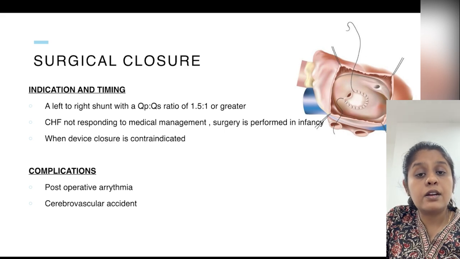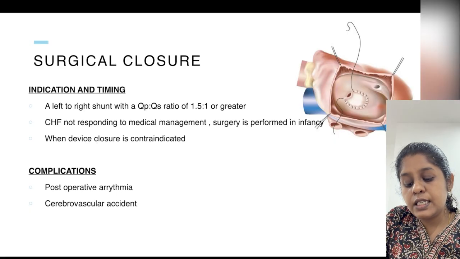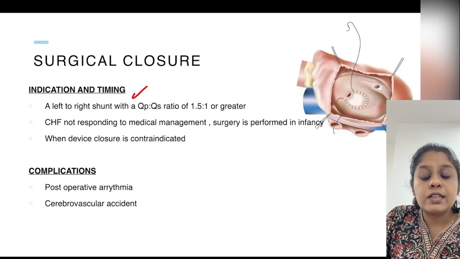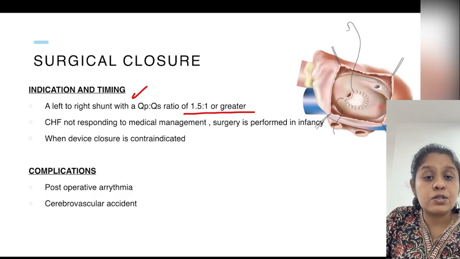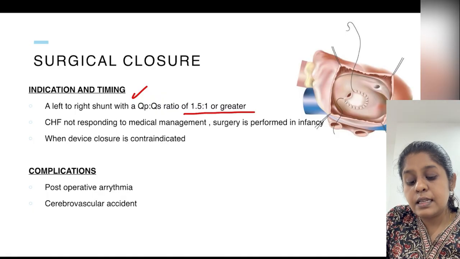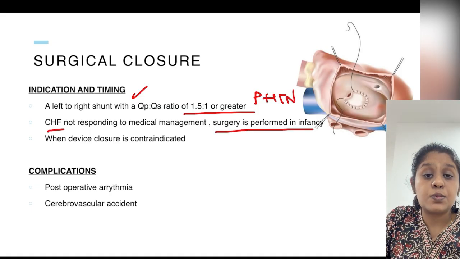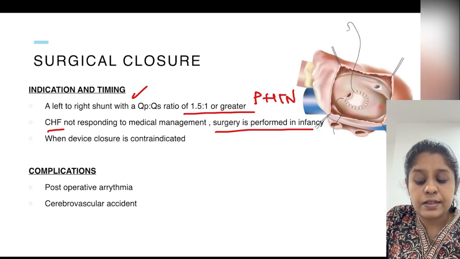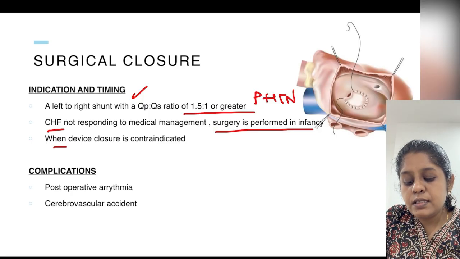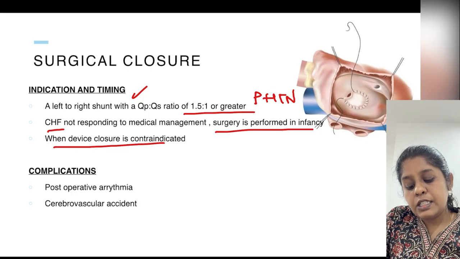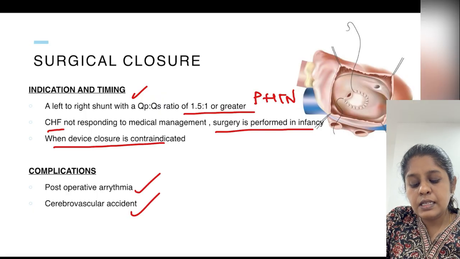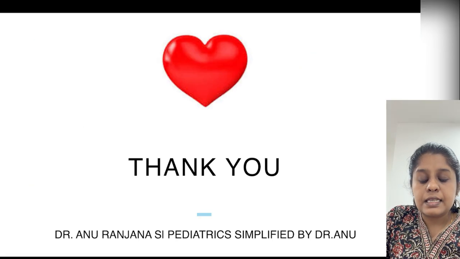Coming to surgical closure, if the device closure cannot be done, or if it is contraindicated, you move to surgical closure. So the indications include a left to right shunt with a Qp:Qs ratio of 1.5:1 or greater. That means nearly pulmonary hypertension has already set in, or congestive heart failure not responding to medical management. The surgery is performed in infancy itself, or when the device is contraindicated. The complications include post-operative arrhythmia and cerebrovascular accident.